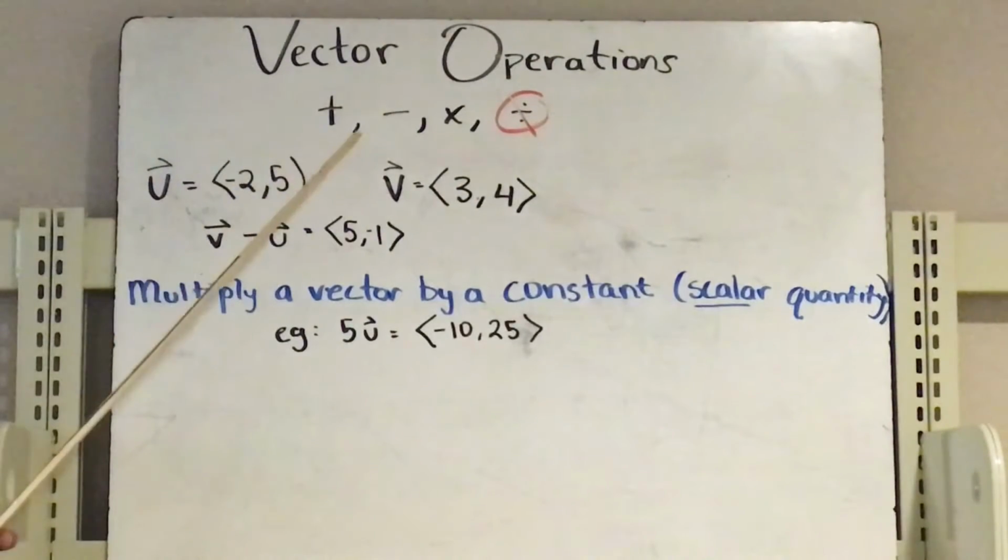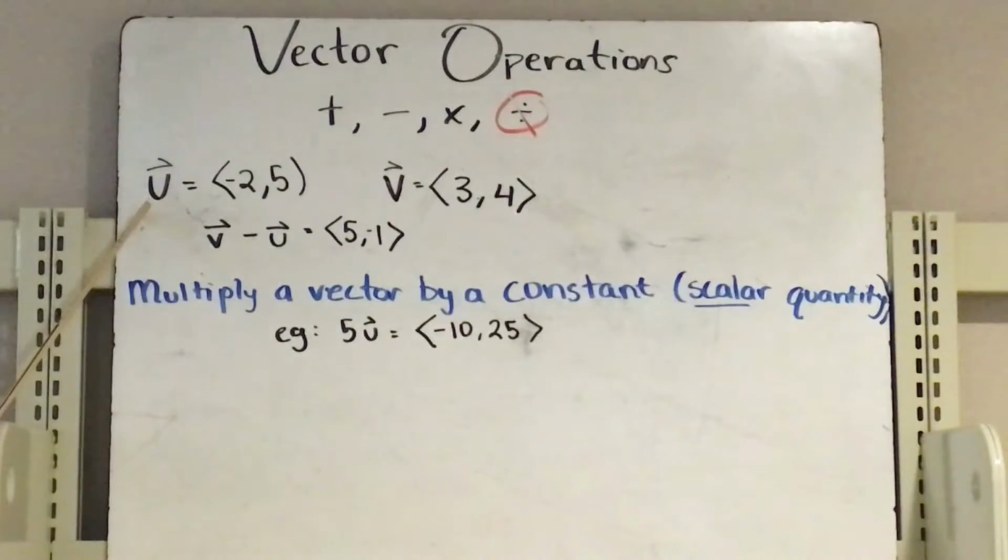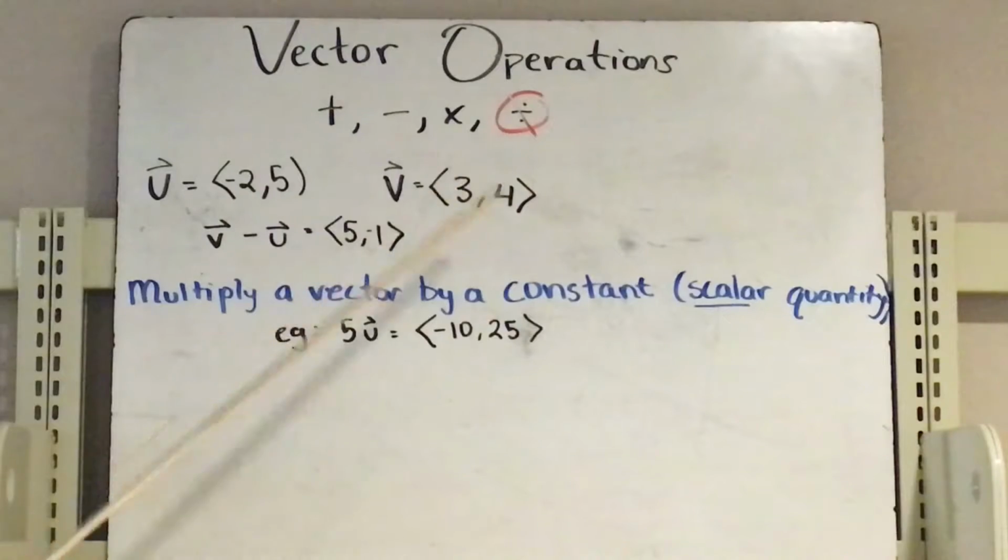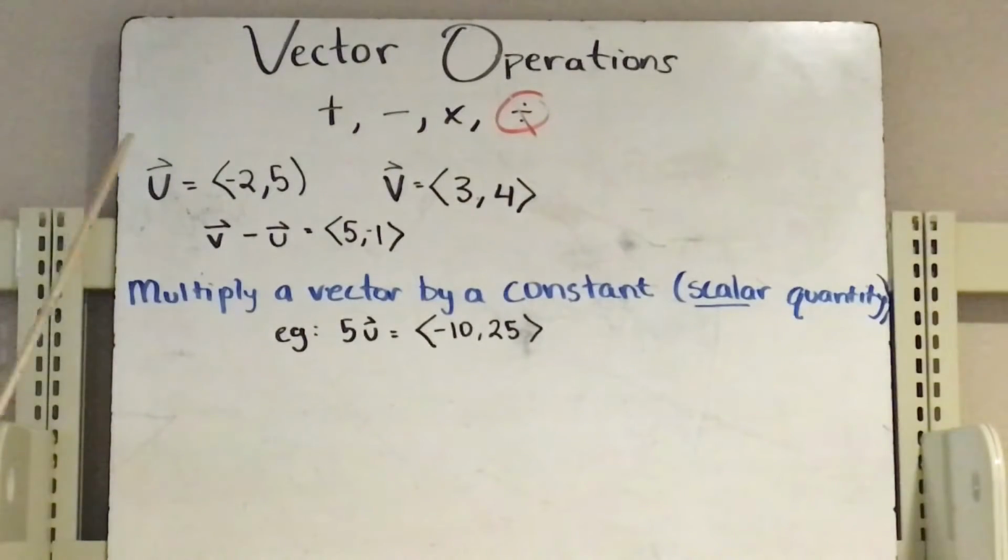Let's try the subtraction one. We have vector u, which is negative 2, 5, and vector v, which is 3, 4. Let's subtract vector u from vector v. So vector v minus vector u. How would that look?